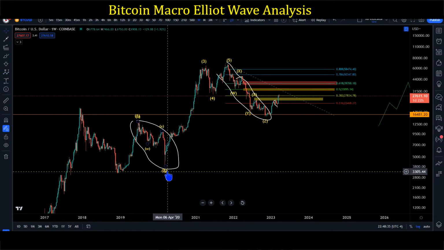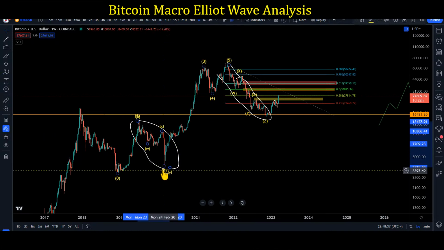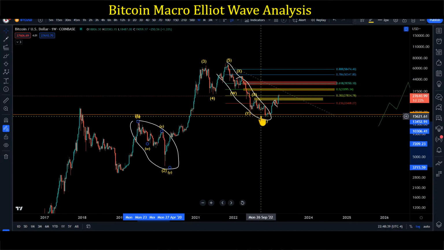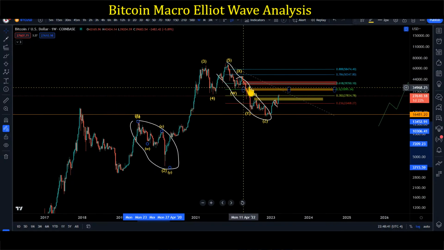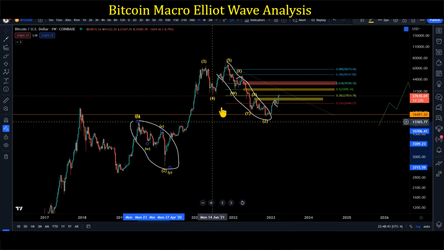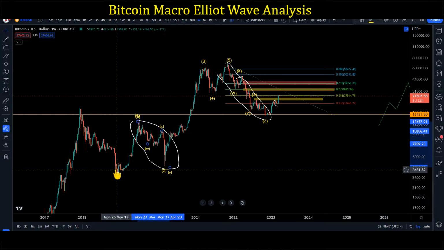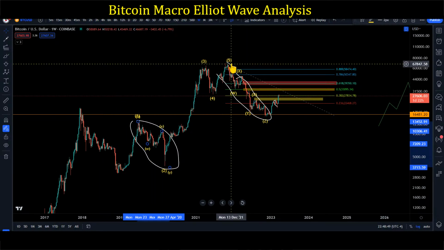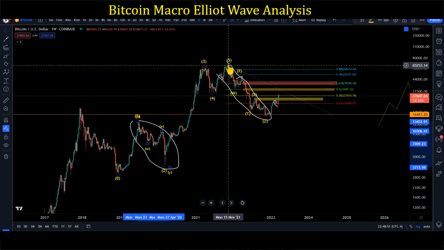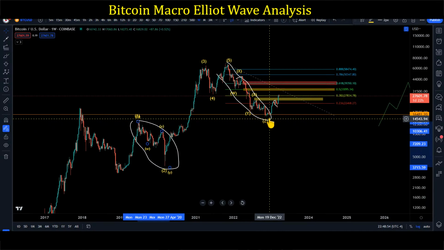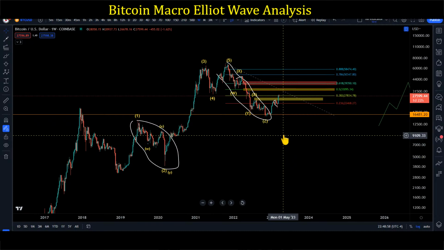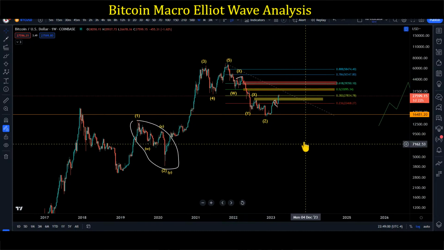So we had a W, X, Y correction for our wave 2, but right here we're getting a W, X, Y, X, Z 5-wave structure, because it is correcting based on the entire move from 3K up to 69K. So it makes sense that the entire move corrects down to a 50% or even 0.618, but we did not retrace down to a 0.618.